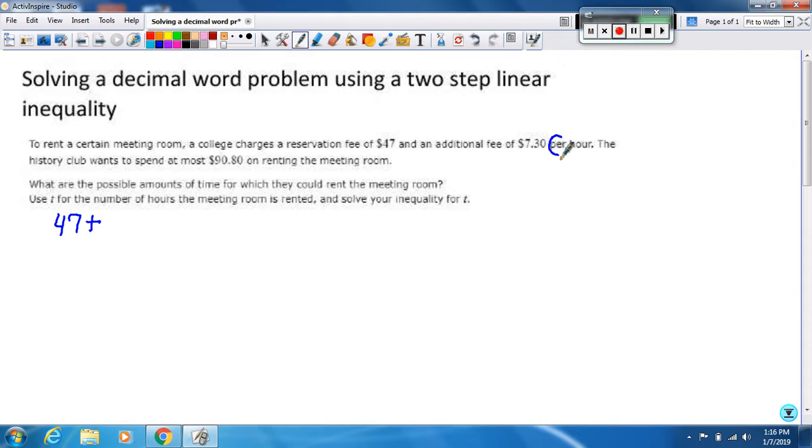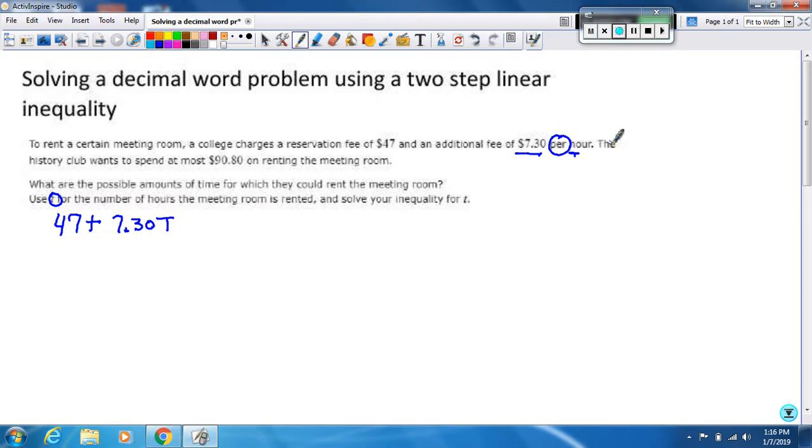The word per tells you that the 7.30 and the hour have to be stuck together, but they tell you down here to use the letter T. So I'm going to use a capital T so it doesn't look like a plus sign. So I'll do 7.30 and then they want you to use T.